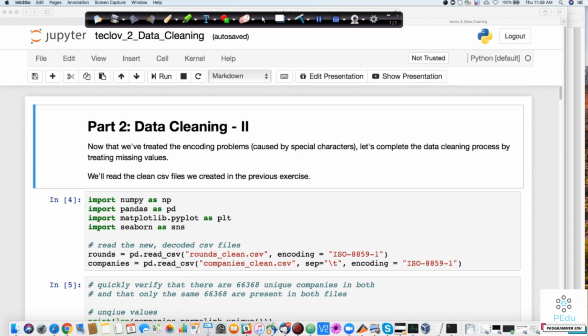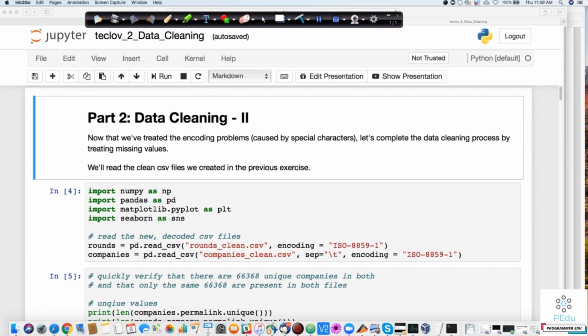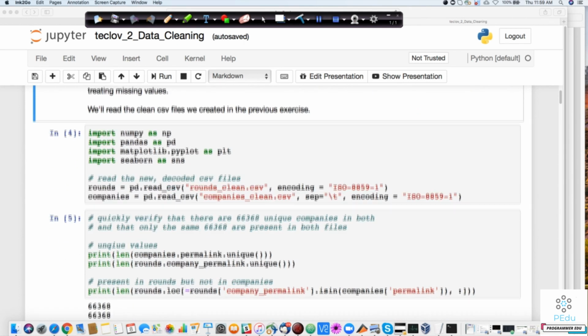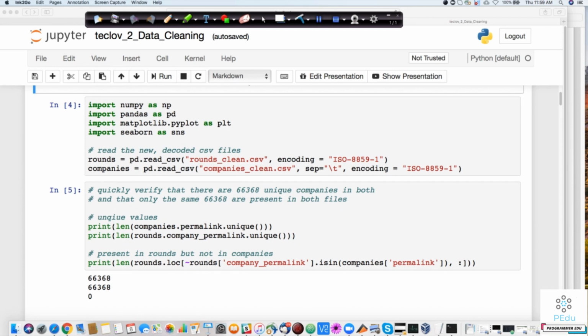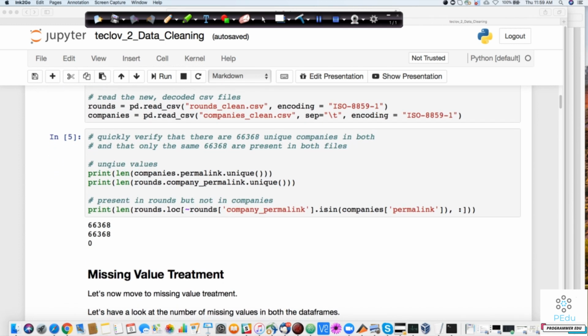So in the last part, we got our data with the right encoding technique, and we were able to create a new data frame with all the clean data. Now, you might be wondering why we need data cleaning too, because we have not yet dealt with the missing values. There are a lot of missing values in the data, and now we will see how to deal with them. The first thing is we are going to load up again the same files which we created last time, which were round clean.csv and companies clean.csv. Now let's quickly verify whether in those cleaned data we are getting the records as expected. If you remember, we were expecting 66,368 records.